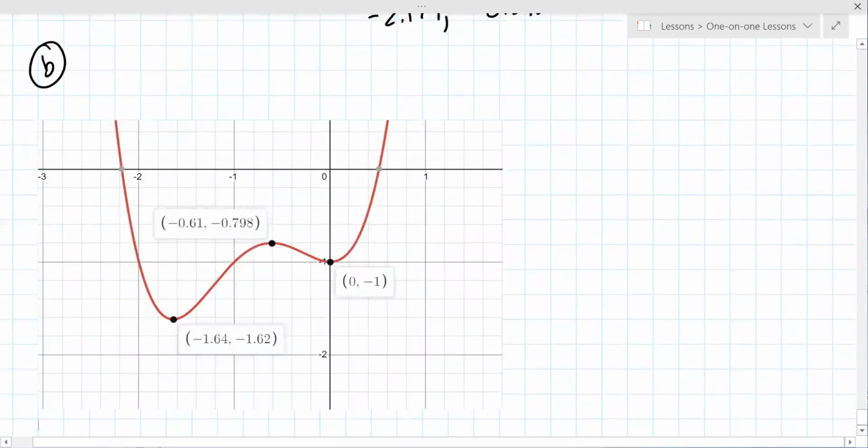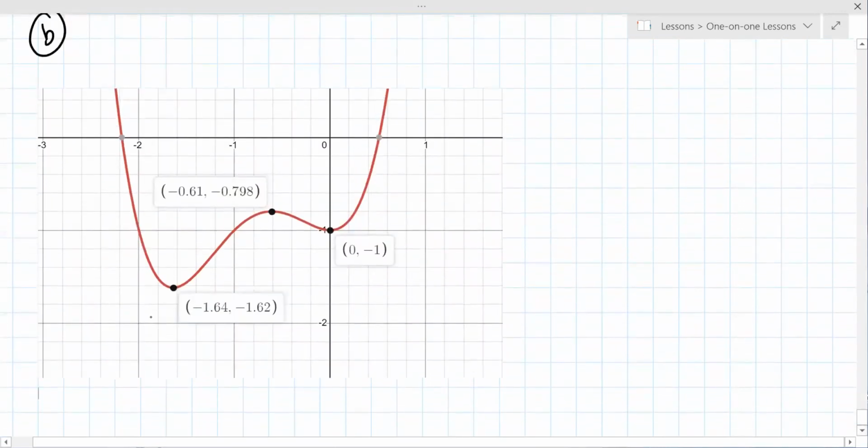Okay, so the relative min is here, and the max is up here. So the relative means that compared to around it, it's higher in the case of a max, or it's lower in the case of a min. And that's it for that. Okay.